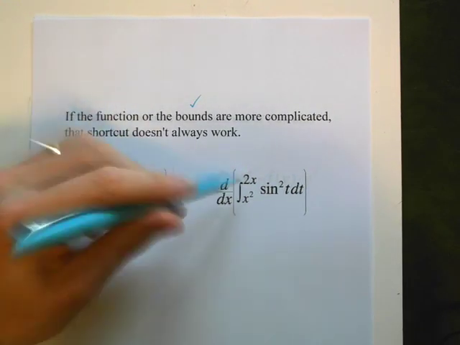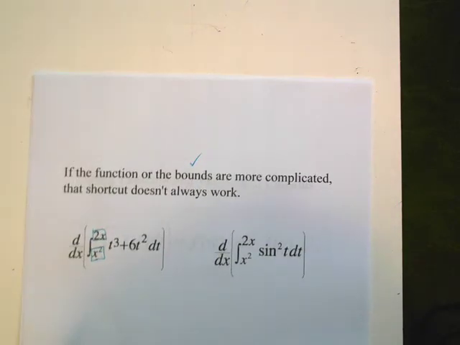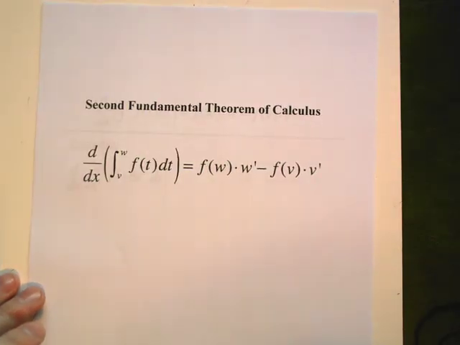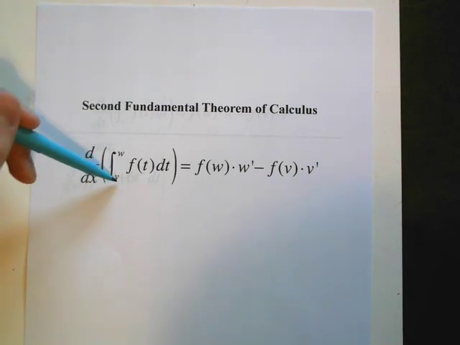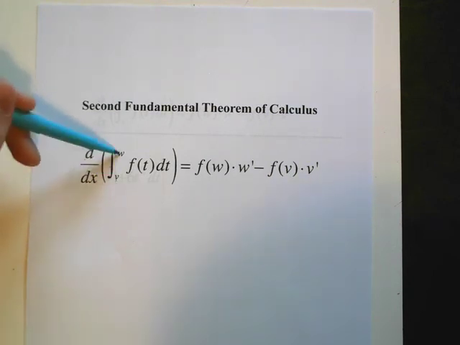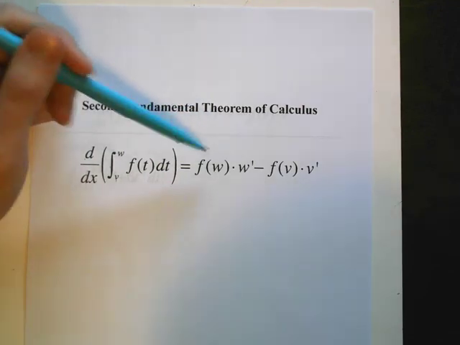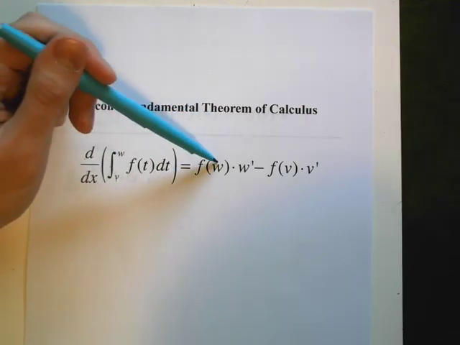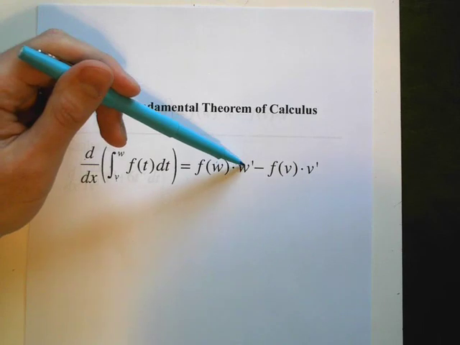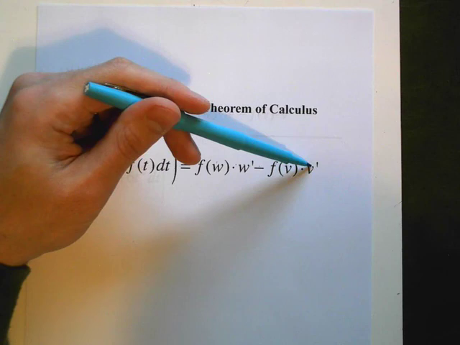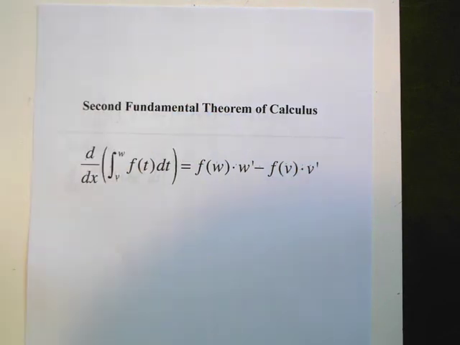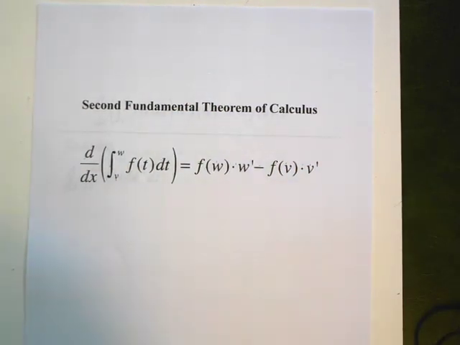So I'm going to do these two examples with you on the next video, but before we do that, please write down the second fundamental theorem of calculus. The derivative of an integral from v to w, so lower boundary to upper boundary, is equal to f of your upper boundary times w prime minus f of your lower boundary times lower boundary prime, or v prime. Okay, so pause the video, jot that down, and we will use this on our next couple examples on our next video.